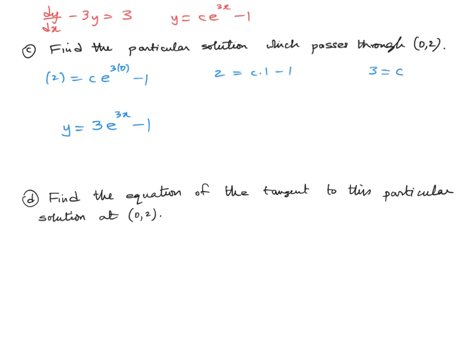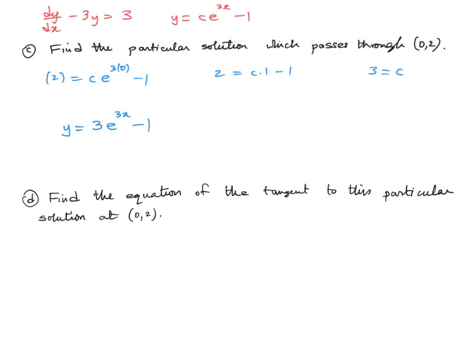But the question wanted the particular solution that passed through (0, 2). So just saying c equals 3 is not good enough. It actually wanted the solution, not the value of c. So the solution has to look like this, but with a 3 in there. So there is my solution, the particular solution for this particular problem.